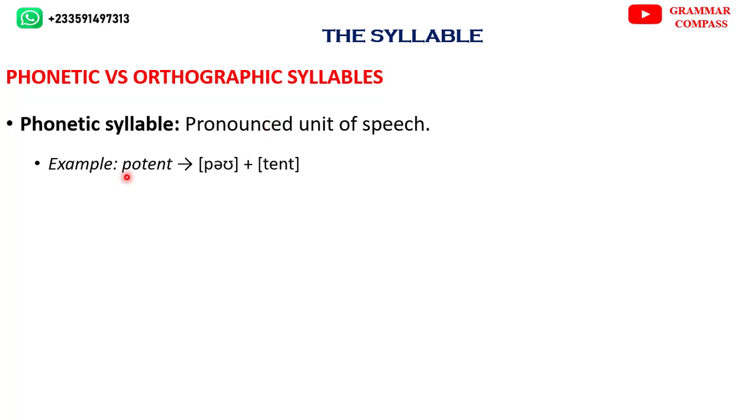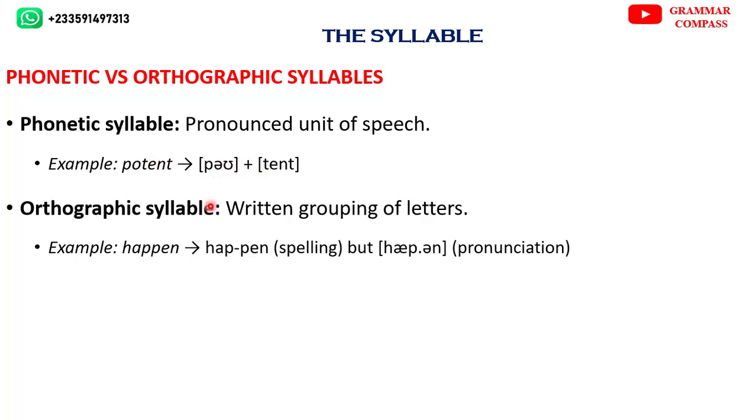For example, the word potent. Potent has 2 syllables, the po and the tent. In phonetic syllable, we represent it using their phonetic units. That is, the first syllable will be po plus the second syllable, which is tent. This is the phonetic syllable. So here, each syllable is based on actual spoken sounds, not just the letter groups.